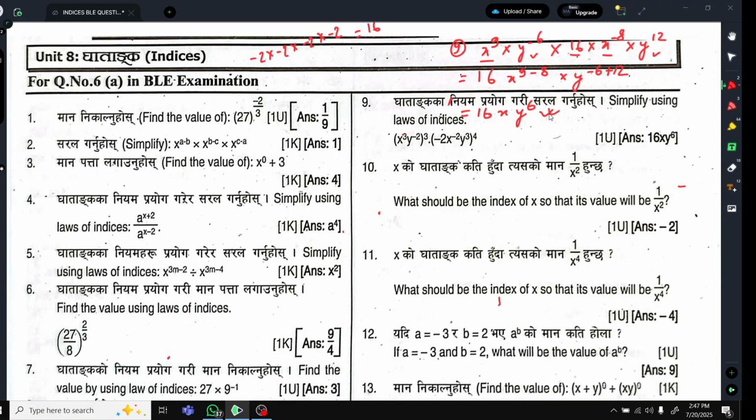So this is going to be the answer for this question, question number 9. Now talking about question number 10.